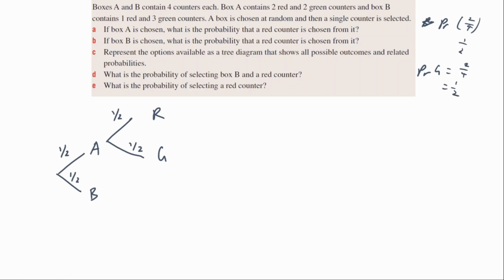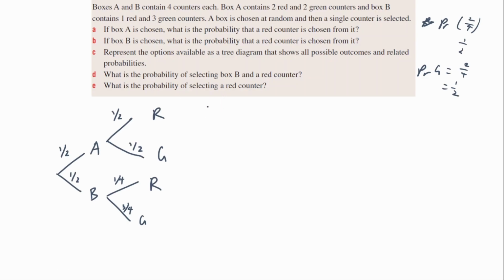But if you picked box B, let's have a look there. It's also red and green, but for red, it's 1 out of 4. There's only 1 red and 3 green. So probability of getting red here will be 1 out of 4, and probability of getting green will be 3 out of 4. You're more likely to get green than red. Alright, so that's our tree diagram there. And let's fill this out.